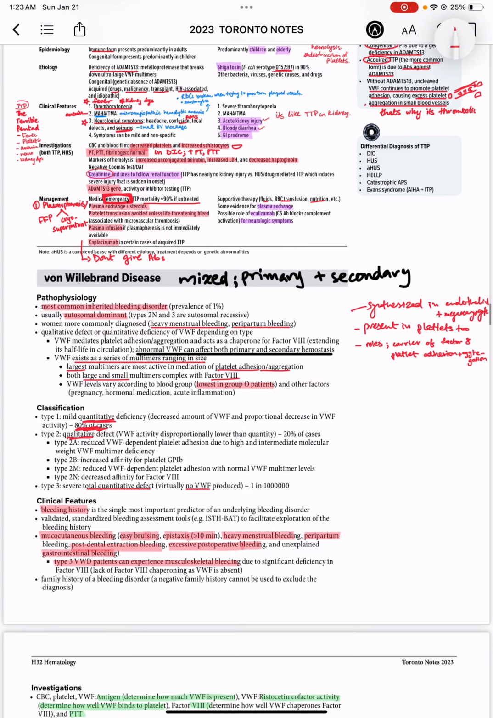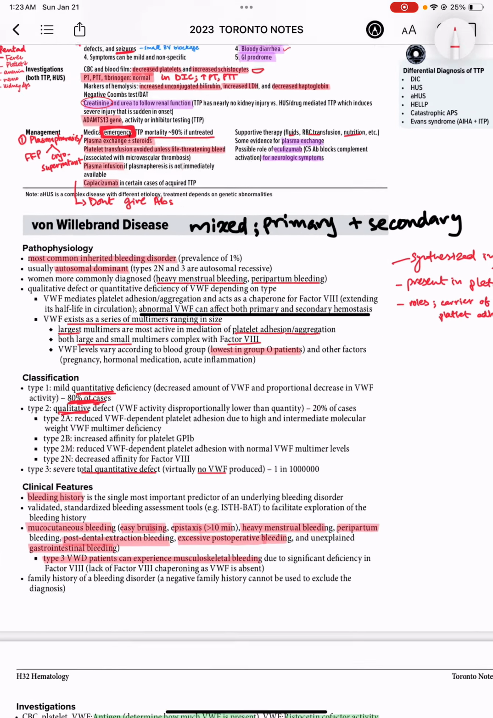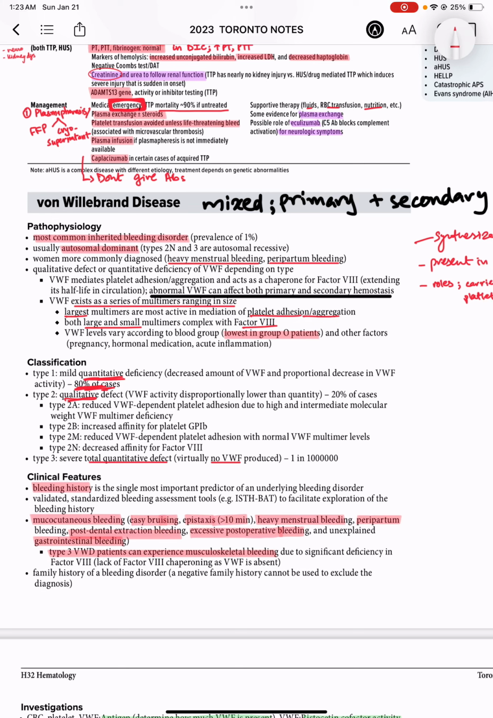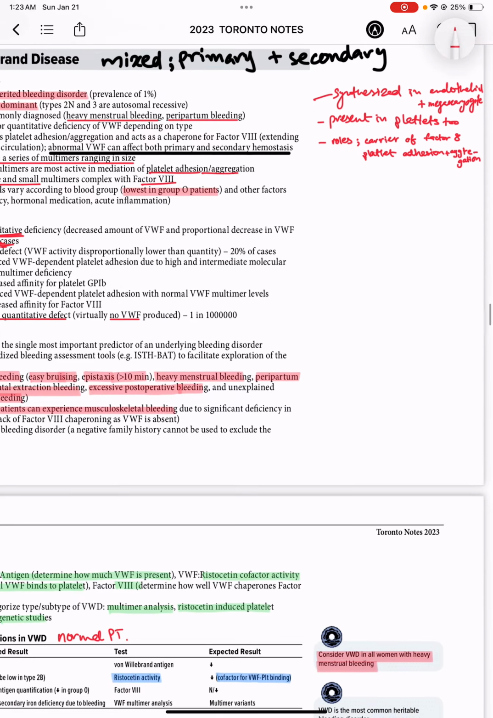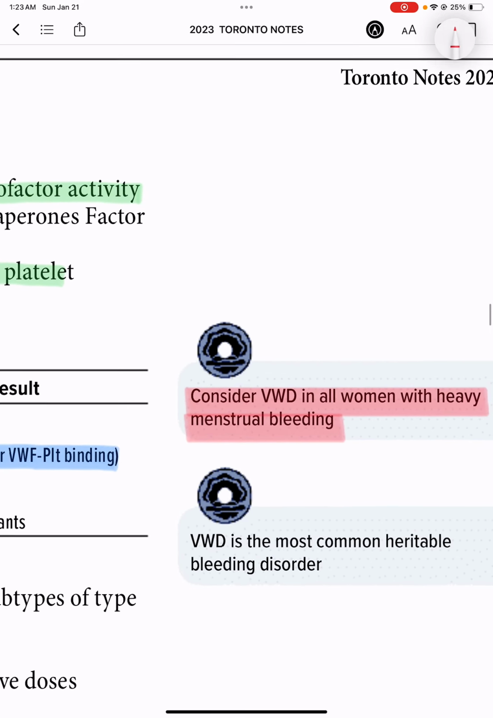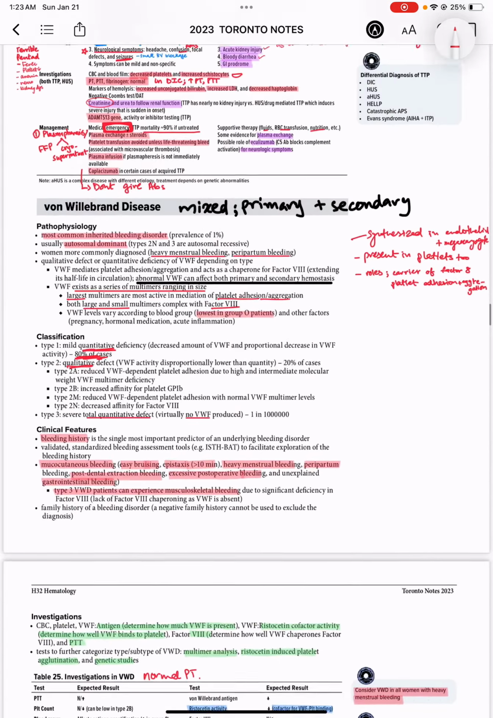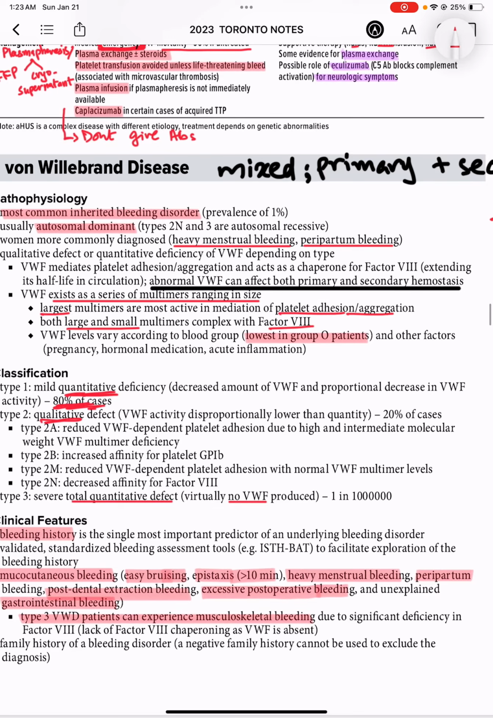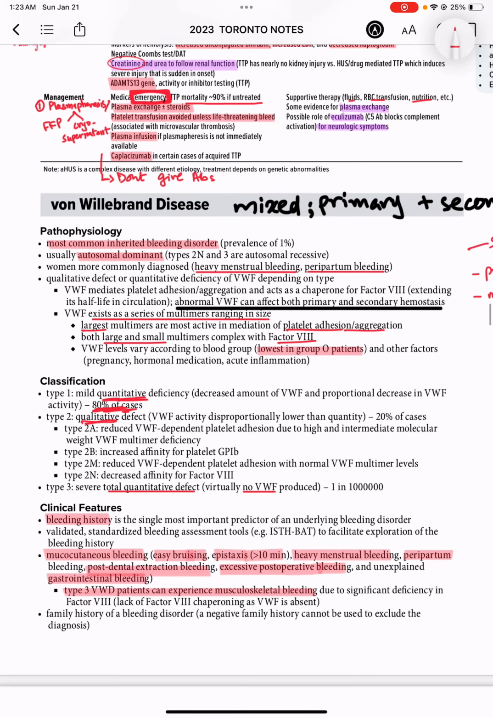So von Willebrand disease is the most common inherited bleeding disorder. It is usually autosomal dominant. If the lady is presenting with heavy menstrual bleeding, consider von Willebrand disease in all women with heavy menstrual bleeding, or any postpartum or peripartum bleeding problem. So we're going to think of von Willebrand disease.